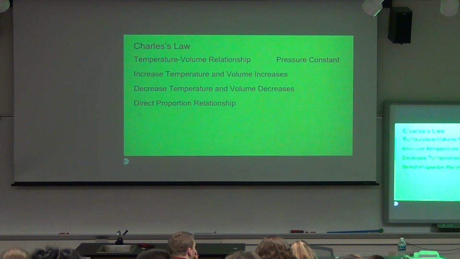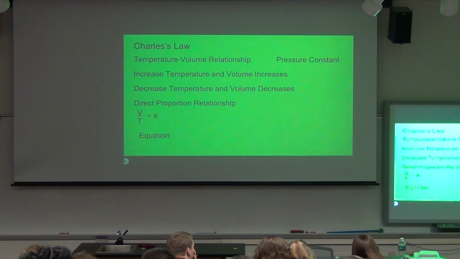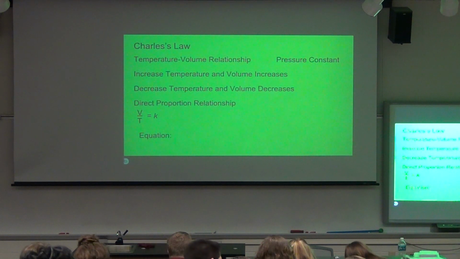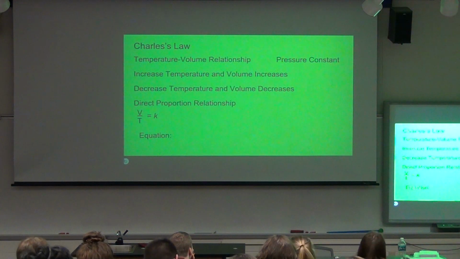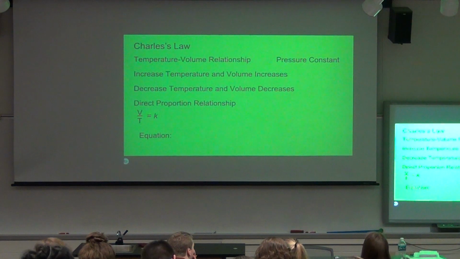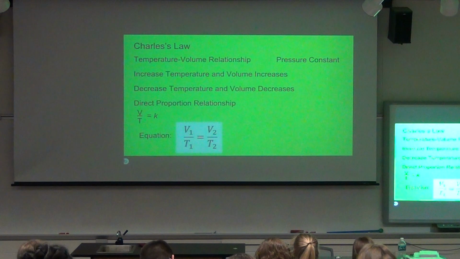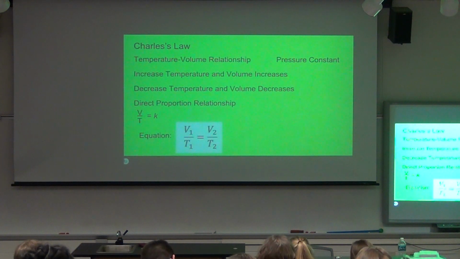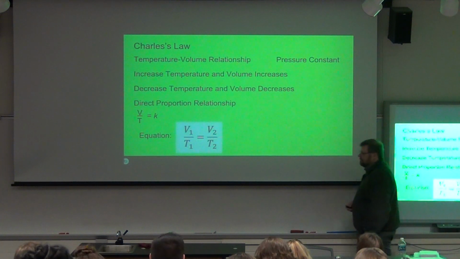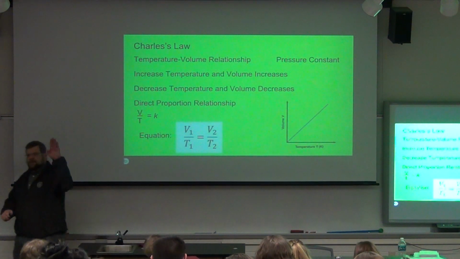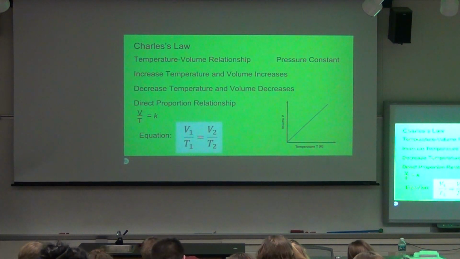So that equation is going to look a little different, because it's one divided by the other one equals a constant value. So as I increase my volume, if I double my volume, my temperature must double. And so that math is still going to be the same. So there's the equation: V1 over T1 equals V2 over T2. And the graph for this will be a straight line.